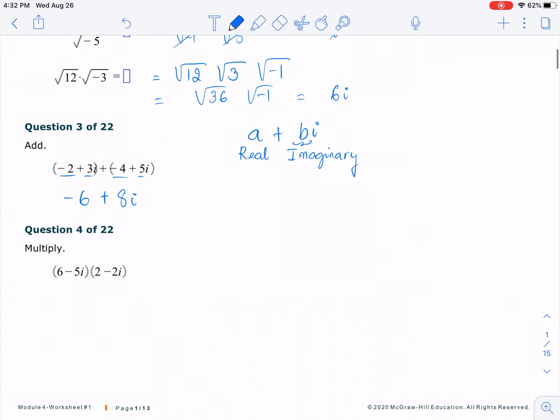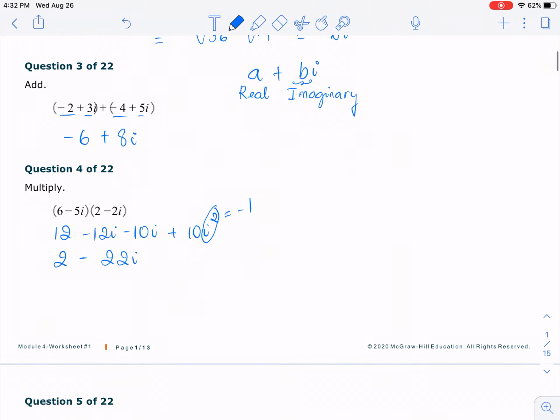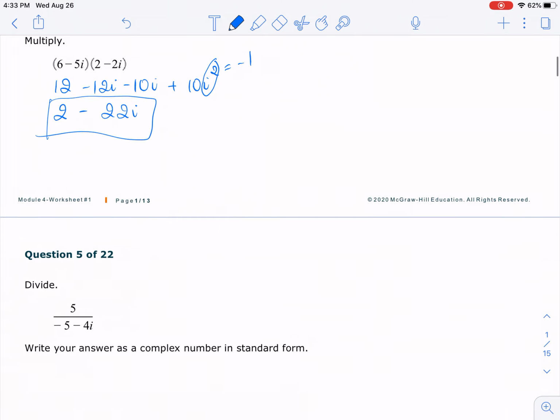All right. For multiplication, you just FOIL. So we have 12 - 12i - 10i + 10i squared. But don't forget, i squared gives you -1. So that turns into a -10. So 12 minus 10 is 2. And then, combining like terms, we have 22i. So you want to write in this form: the real part first and then the imaginary part.